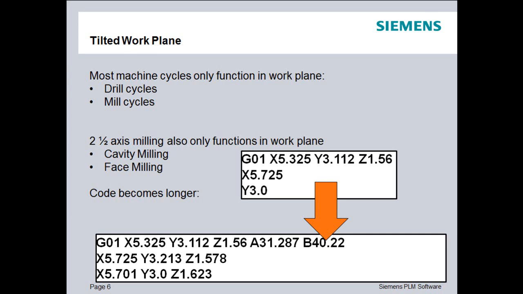Now inside of NX or CAM Express, we can change the tool axis to whatever we want it to be, but the remaining function, or the actual cutting motion, is still just 2.5 axis milling. The problem with that is, while we can do that within NX, the code becomes much longer at the machine tool, because now we're describing 5-axis motion for 2.5 axis milling capability.